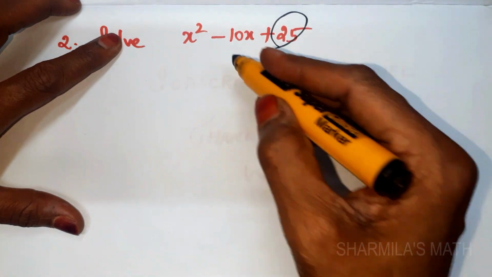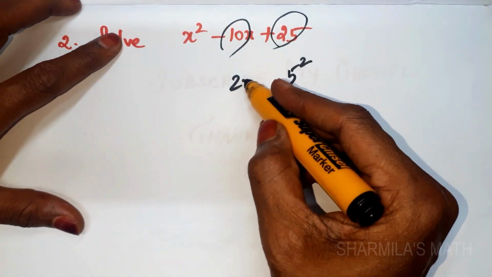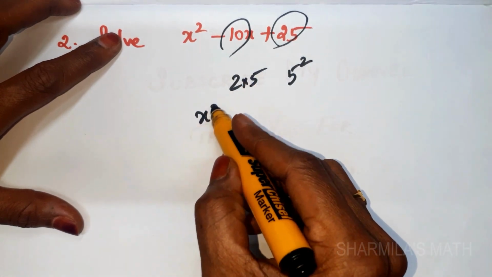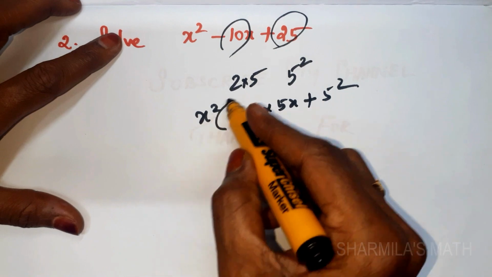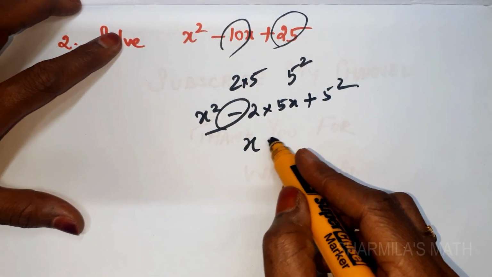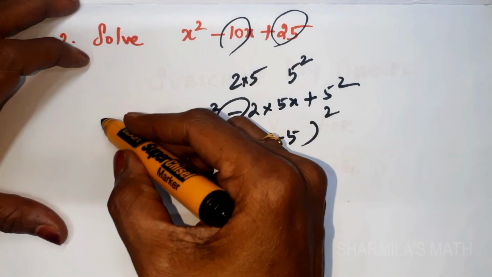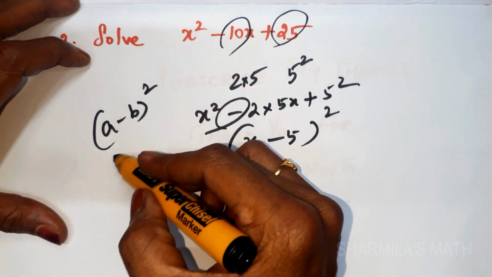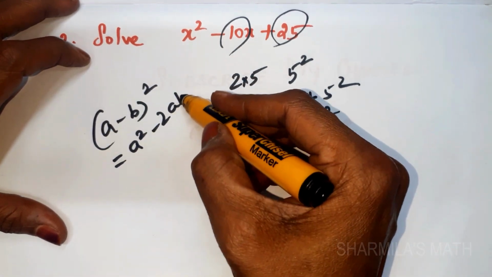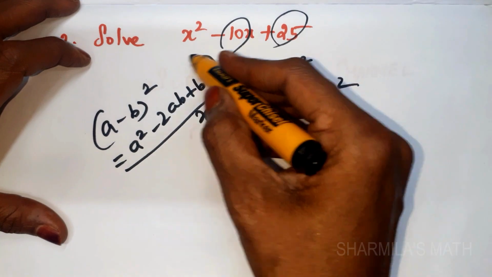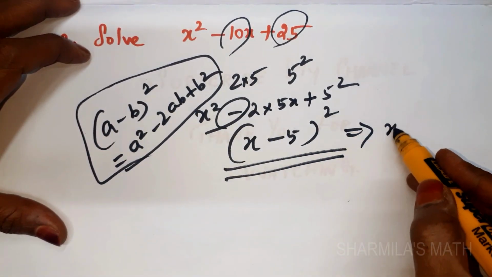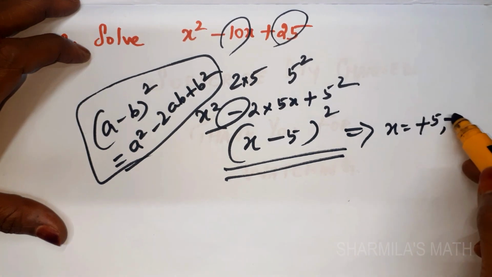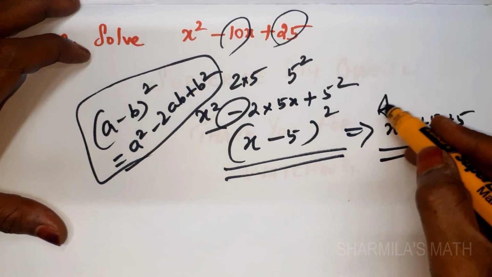And the same thing I said: if you are able to convert this as a perfect square, 5 squared, and we can write this as 2 into 5, so this is x squared minus 2 into 5x plus 5 squared. Since we are getting a minus sign, it is (x minus 5) the whole square. A minus b the whole square formula: a squared minus 2ab plus b squared. So this formula we have to apply here. So directly we can say x is equal to plus 5, comma, plus 5. So these are the answers.